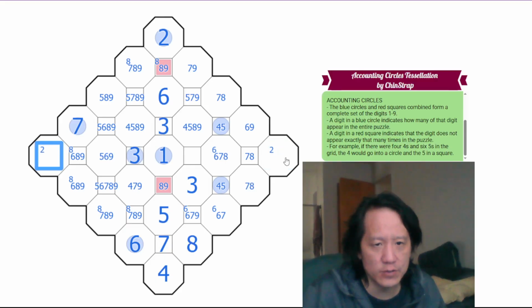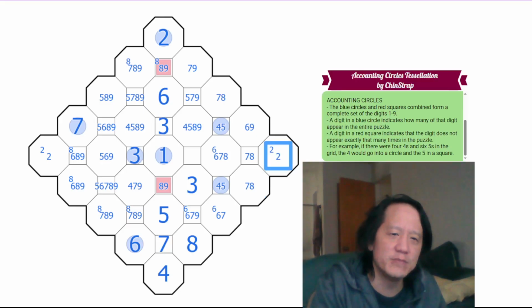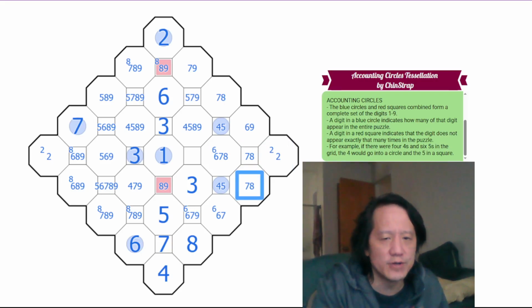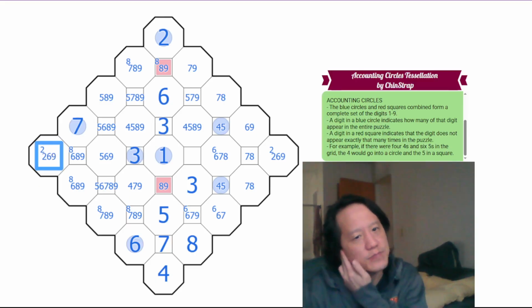Four cannot be in the corners. Five cannot be in the corners. I think it has to be a 9. Or maybe a 6. Yeah, no 4 or 5. We have all those accounted for. So it cannot be 4 or 5. Can't be 1 or 3. Can't be 7 or 8 because of a 7, 8 pair here. So this must be 2, 6, or 9. And this is also 2, 6, or 9.